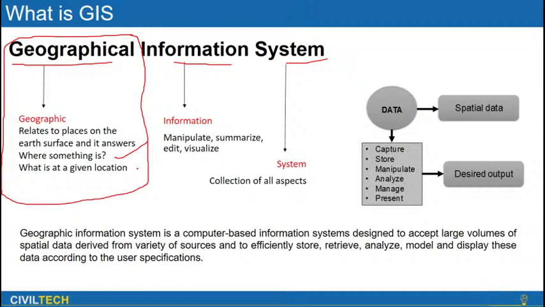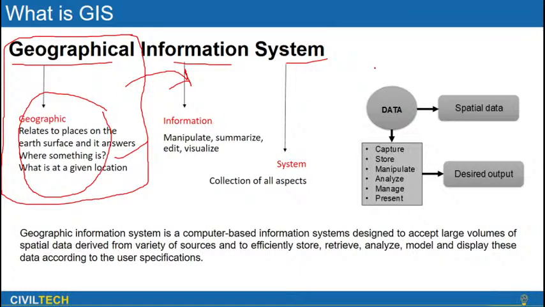So you can get to know what exactly is there at a particular location, and you know the location from the word geographic and from the word information. You are collecting what exactly is there at this particular location, and after collecting the essential information, we try to manipulate, summarize, edit, visualize, and do multiple operations to get the desired output, right?